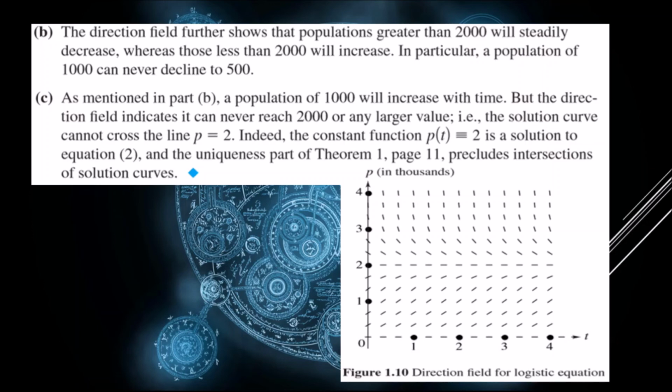For letter C, as mentioned in part B, a population of 1,000 will increase with time. But the direction field indicates that it can never reach 2,000 or any larger value. The solution curve cannot cross the line P equal to 2. Indeed, the constant function P sub t equal to 2 is a solution to equation 2, and the uniqueness part of Theorem 1 precludes intersections of solution curves.